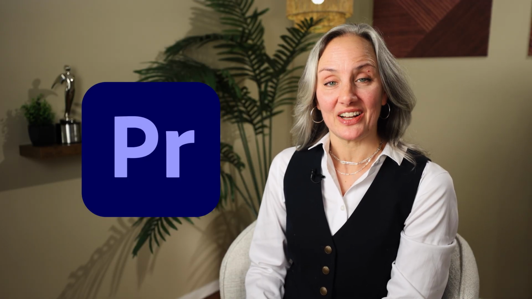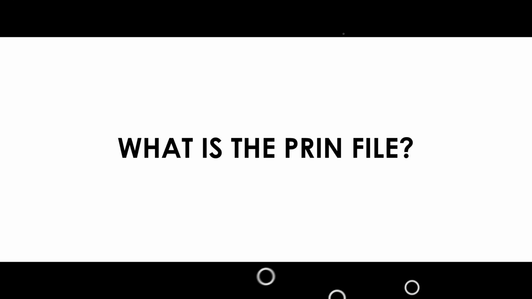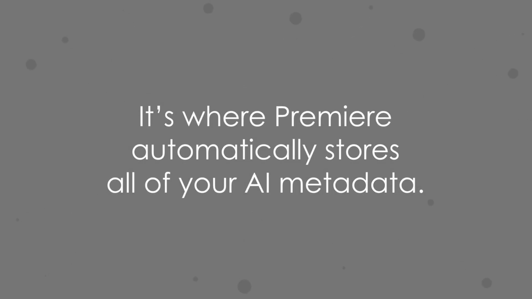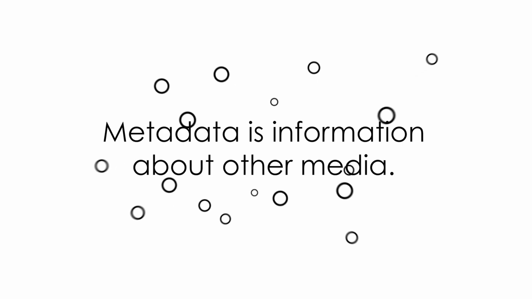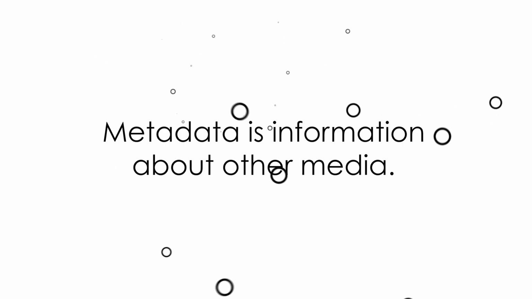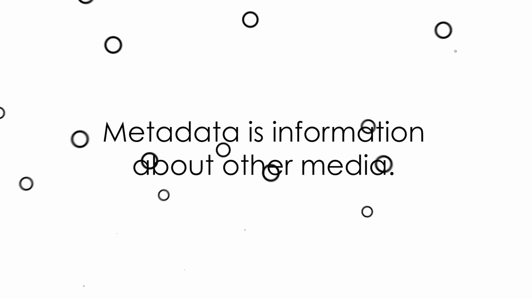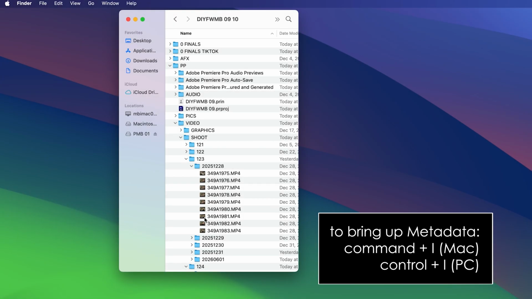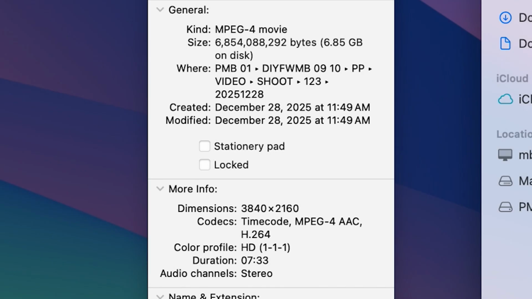Let's talk Prin files. What is the Prin file? The name Prin is short for Project Infinite. And it's where Premiere automatically stores all of your AI metadata. Metadata, in short, is essentially information about other media. It could be the file's content, origin, structure. An example of metadata for a video clip would be something like the date it was recorded, the camera that was used, or even the settings that the user had on when they were recording it.